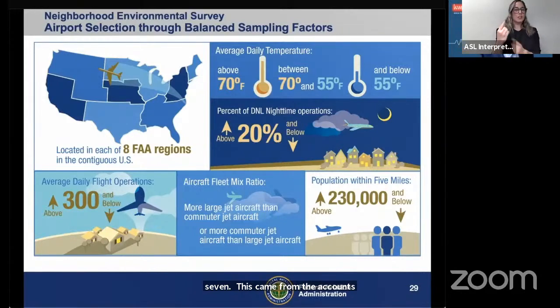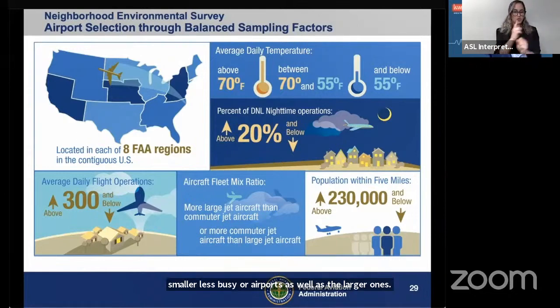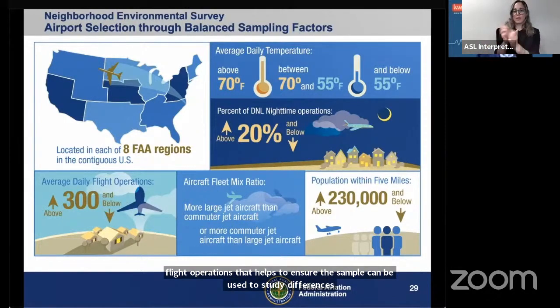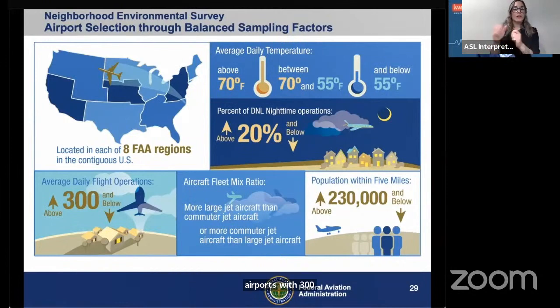31st, 2012. Because the primary objective of the survey was to develop a nationally applicable relationship between annoyance and noise exposure, the sample was intended to represent the smaller, less busy airports, as well as the larger, busier ones. Thus, the fourth balancing factor was number of average daily flight operations, which helps ensure the sample can be used to study differences that might be due to having many operations. The approximate median for all 95 airports, or 300 average daily flight operations, was chosen as the determinant of the sample division between large and small airports.